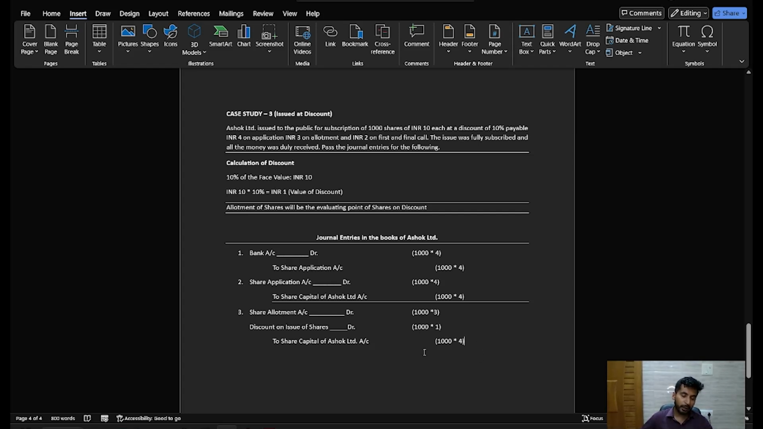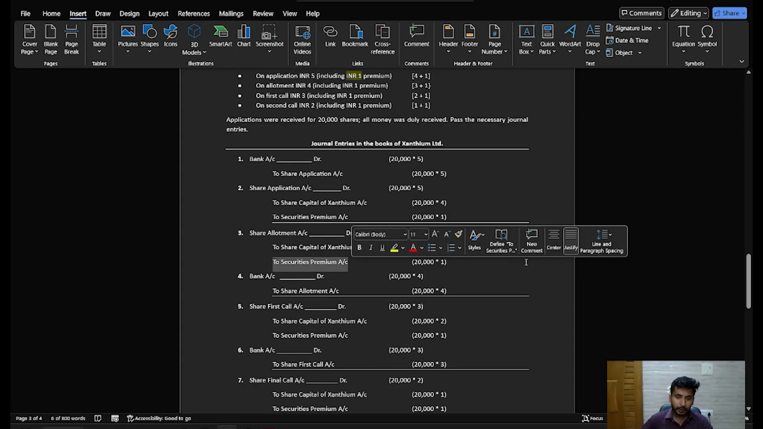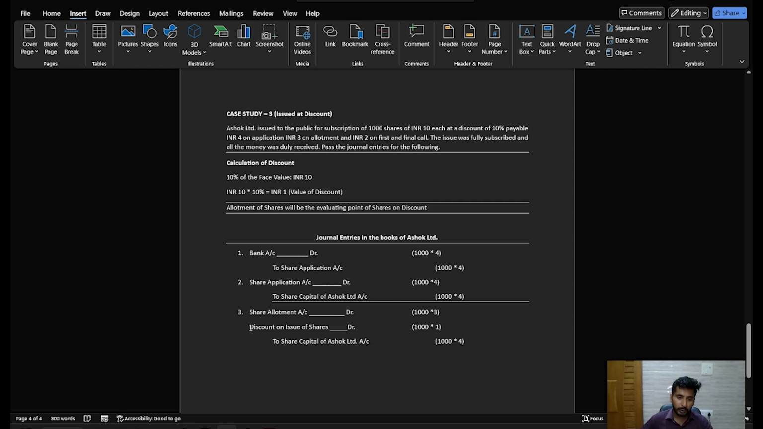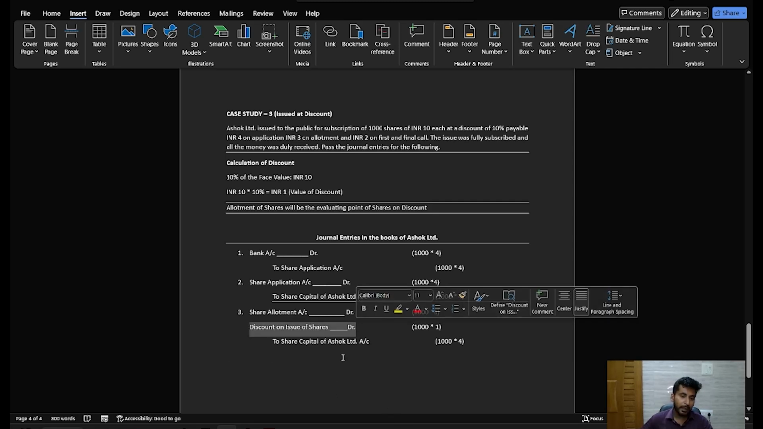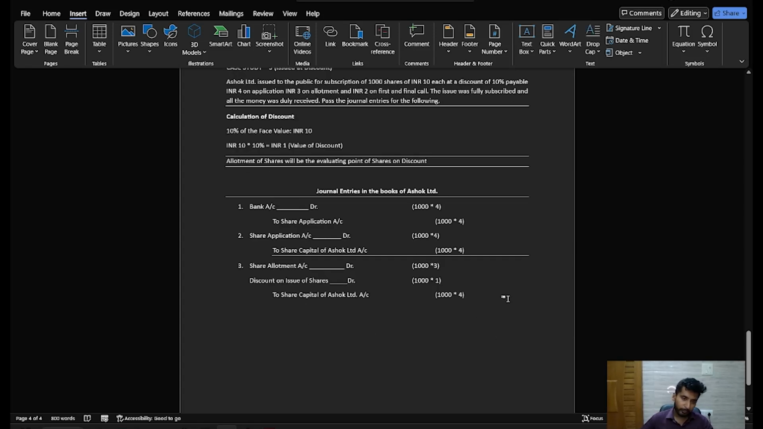In that case, securities premium is our income, that is why we credit all income and gains and debit all expenses and losses. Discount is an expense, so you will debit it. Securities premium is your income and discount on issue of shares is your loss. That is why discount will always be debited and securities premium will always be credited.